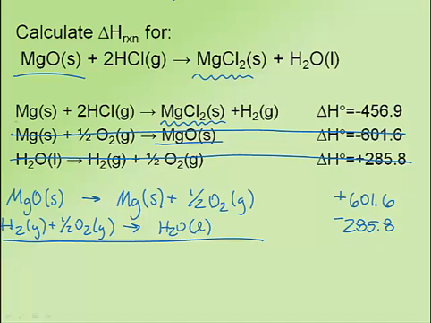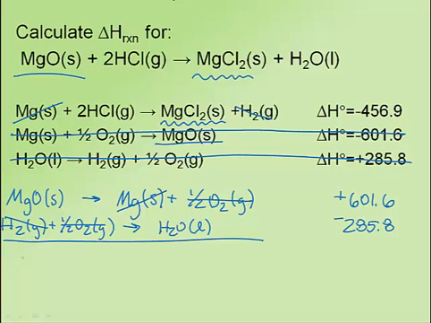In these three equations, Mg cancels out. HCl does not, which is good because we want it in our overall reaction. MgCl2 does not cancel out. H2 does cancel. It's on the product side here. It's on the reactant side down here. Additionally, 1/2 O2 cancels out in these two reactions I've written.